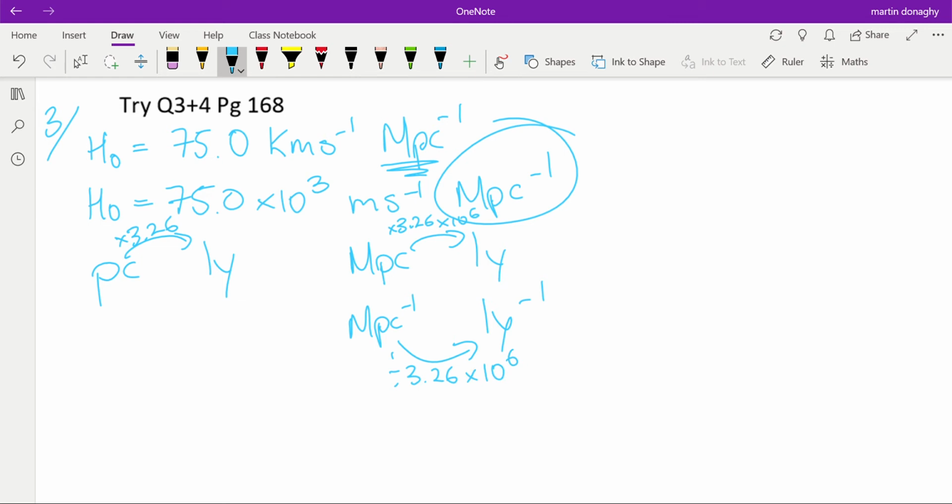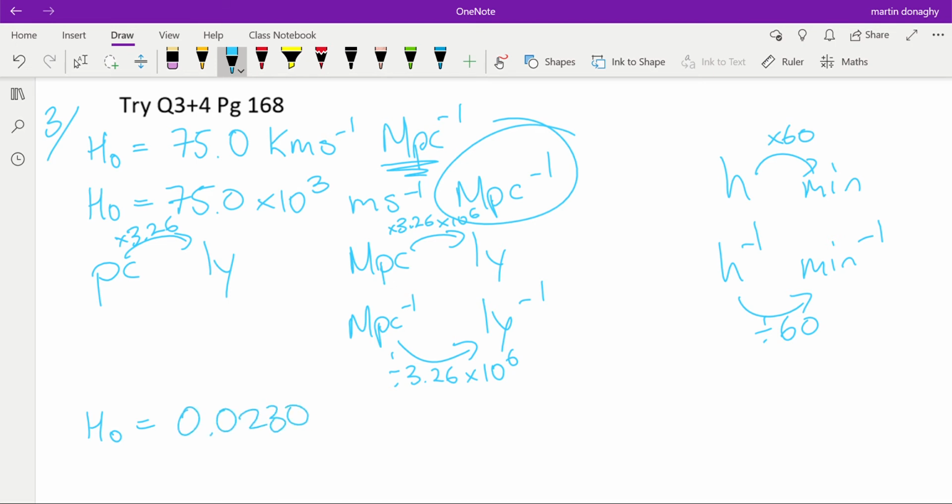It's a bit like saying to get from hours into minutes, you multiply by 60. But if you've got something per hour, so say you're doing a certain amount of miles per hour, and you're trying to find out how many you do per minute, you would divide by 60. So when we do that conversion, then it gives us that our Hubble constant is 0.0230 meters per second per light year.